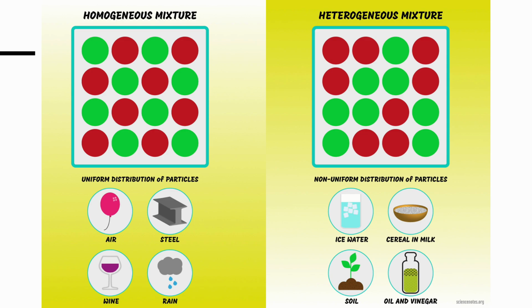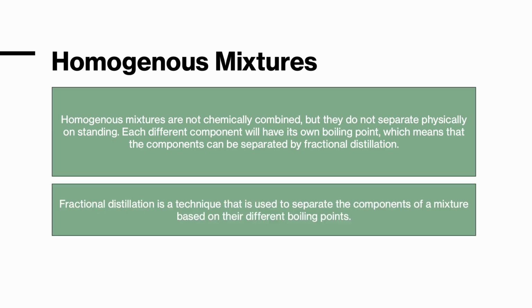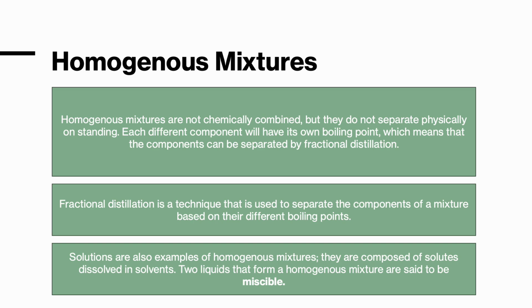So looking a little bit further into homogeneous mixtures, they are not chemically combined, but they do not separate physically on standing. Each different component will have its own boiling point, which means that components can be separated by fractional distillation. Fractional distillation is a technique used to separate the components of a mixture based on their different boiling points. Solutions are also examples of a homogeneous mixture. They're composed of solutes dissolved in solvents. And two liquids that form a homogeneous mixture are said to be miscible.